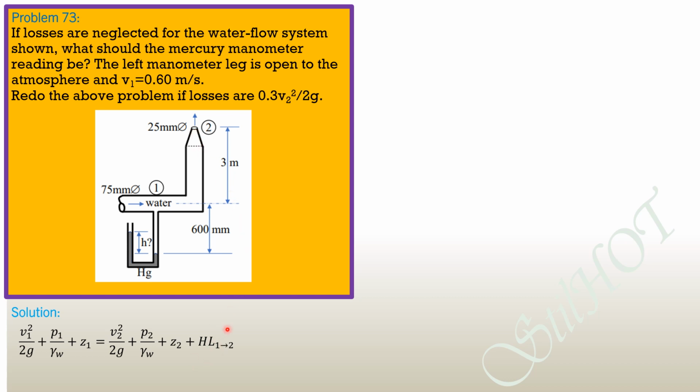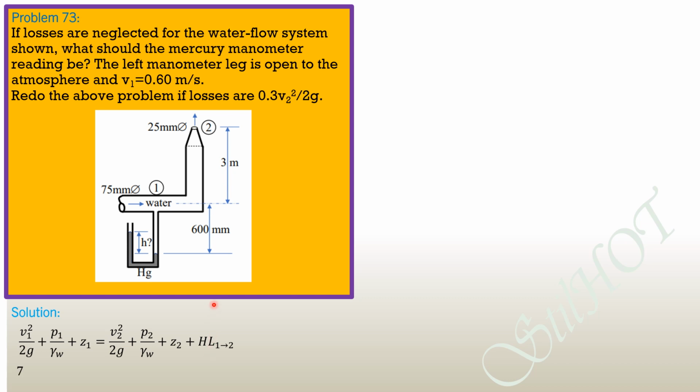Then we select the datum to be at 1, so that elevation head at 1 would be 0, and the elevation head at point 2 would be 3. Velocity head at 1 has a value, pressure head has a value, this is 0. Velocity head at point 2 has a value, pressure at point 2 over specific weight of water is 0 because this is exposed to the atmosphere. Z2 is 3 and head loss 0.